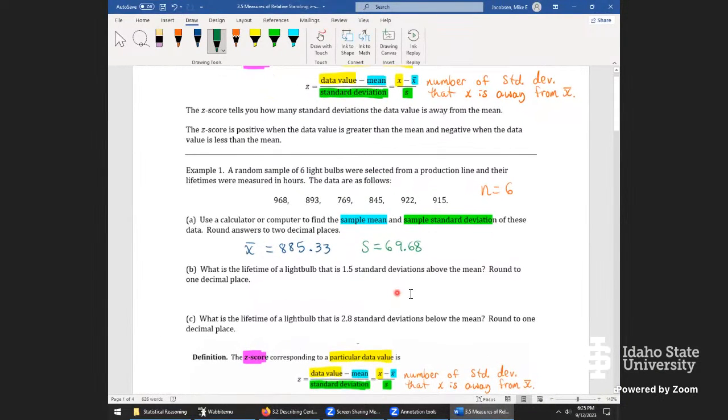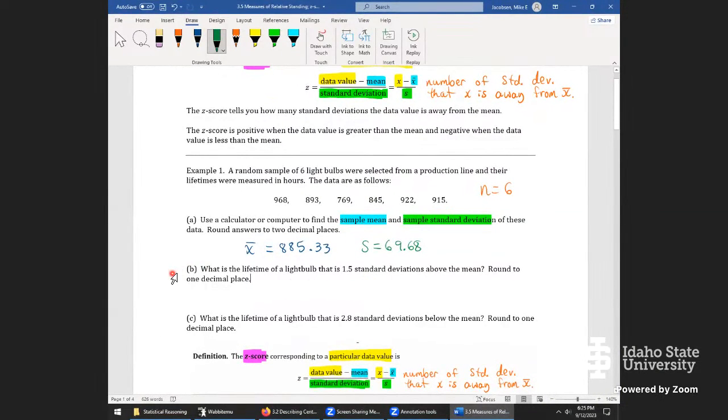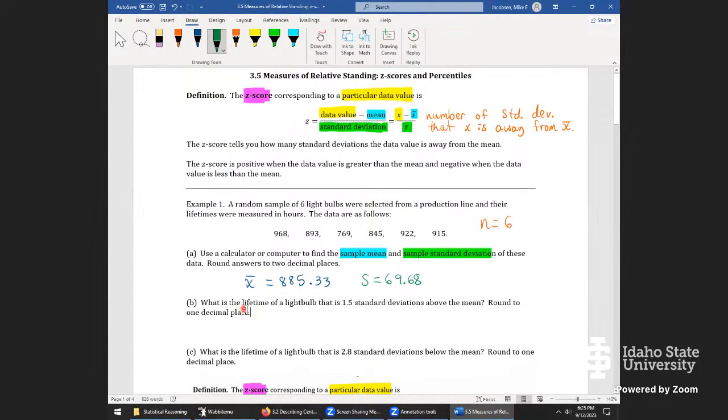Now, here's the new portion of the notes. I wouldn't ask part B. That's going to be on exam 2. We're being asked, what is the lifetime of a light bulb that is 1.5 standard deviations above the mean? And I mean, that's a confusing question when you look at it at face value, right? It's essentially just a word problem in math. But what we want to tie together is this portion right here.